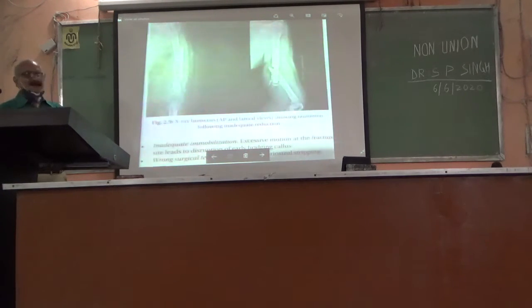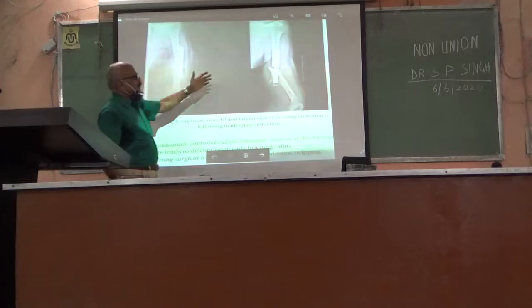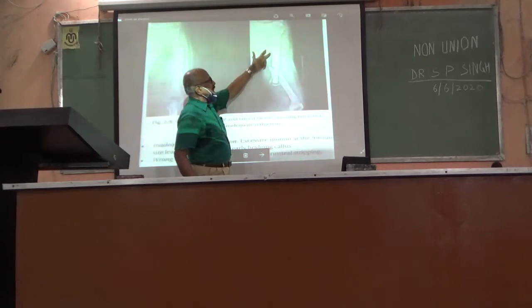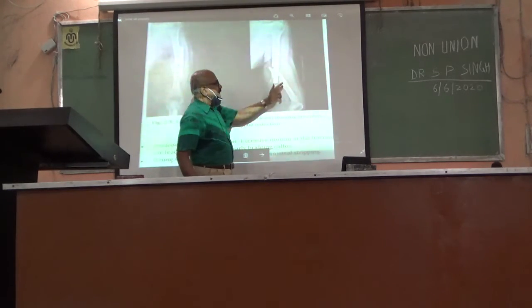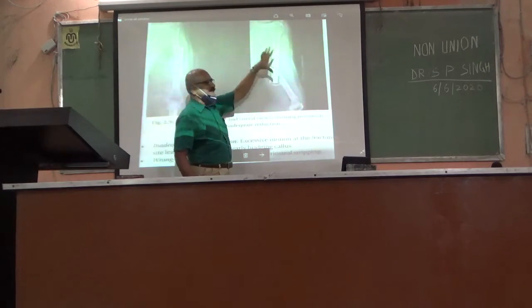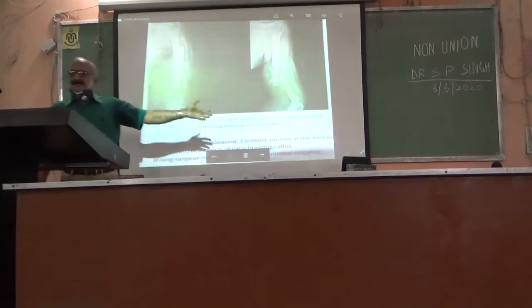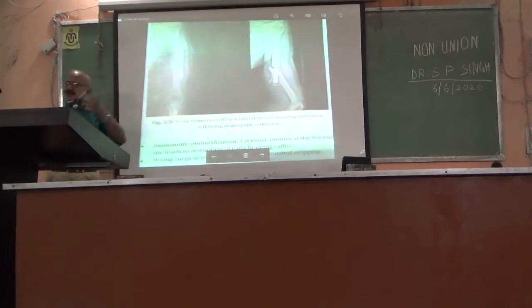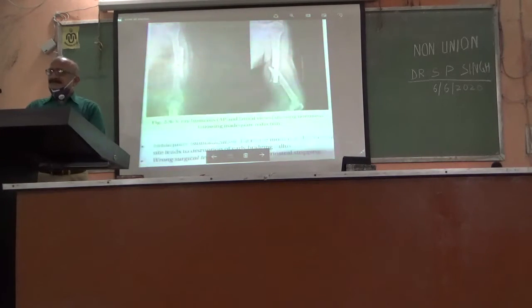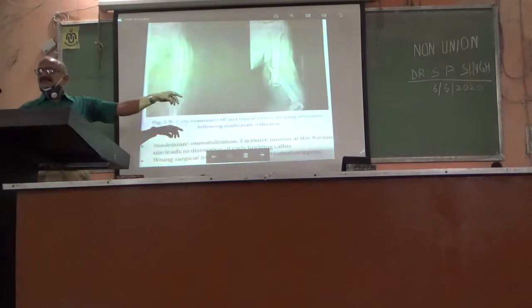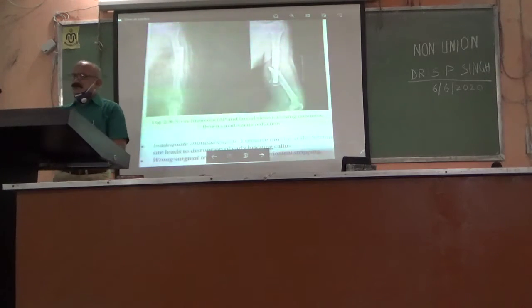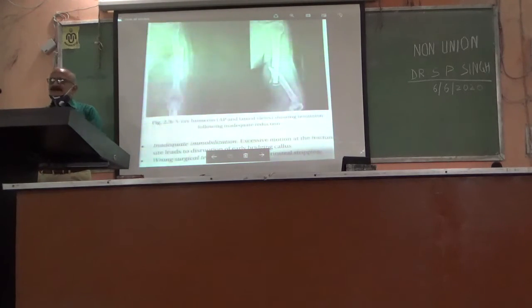Why? Because primarily this was not taken care of. The length of the plate must have been more than this. This was not adequate to keep it immobilized in a functional limb. So the surgeon was at fault to let this fracture go into non-union. This is fracture of the humerus.